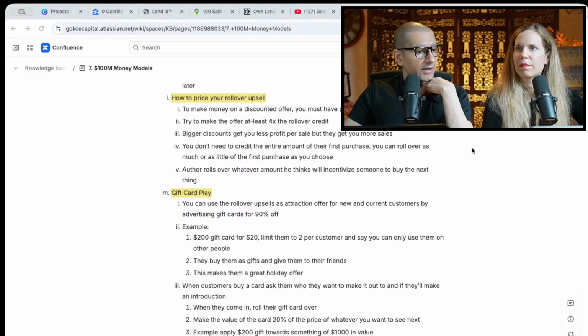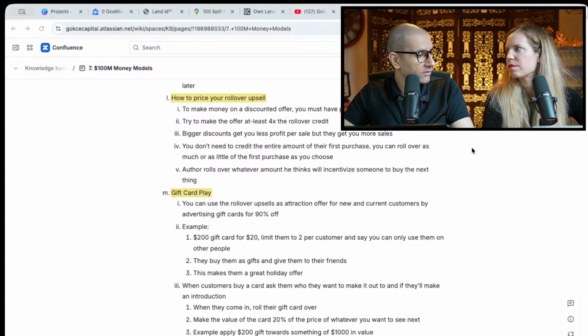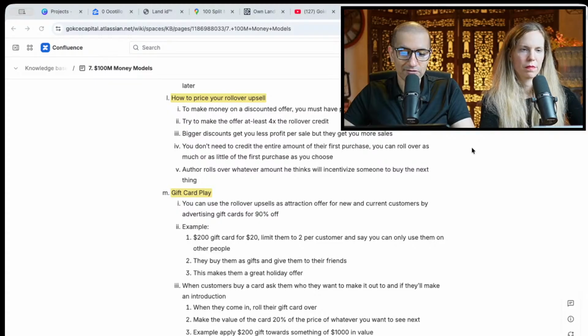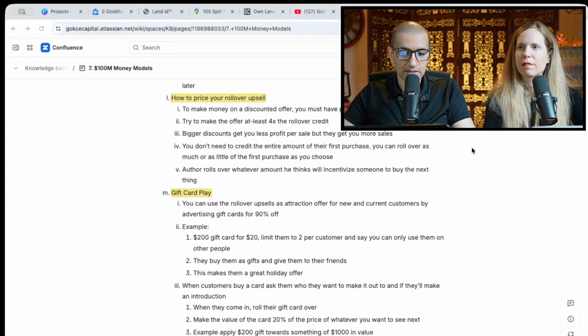Yes, you don't have to say, oh, you paid $5,000 before, we're going to credit all $5,000. You'll be like, well, we can credit $500. The author rolls over whatever amount he thinks will incentivize someone to buy the next thing.